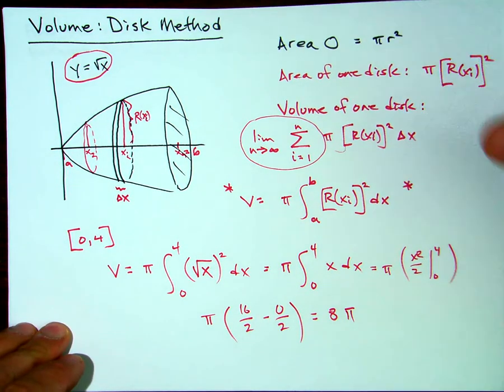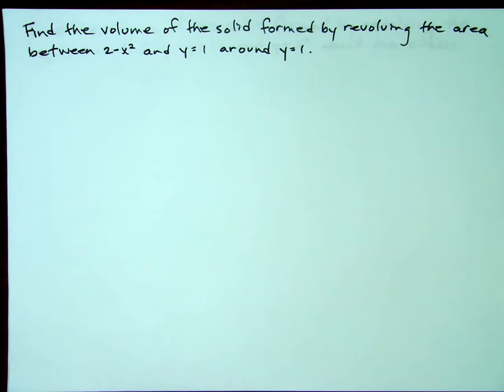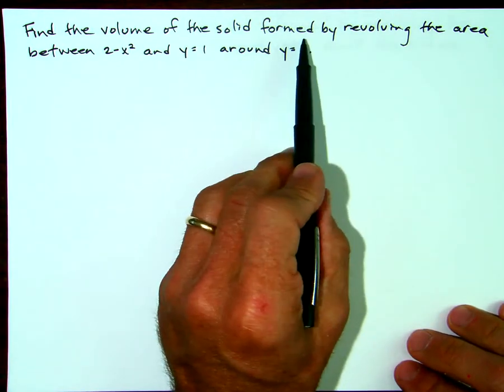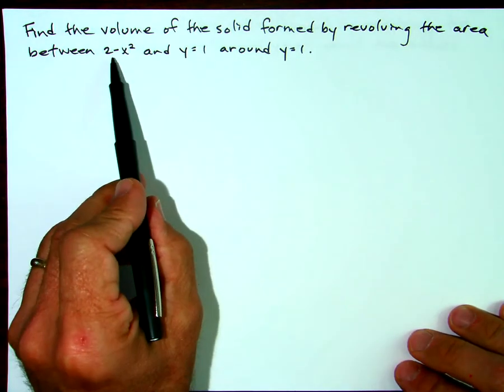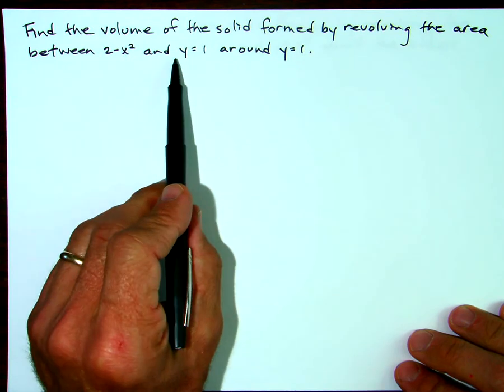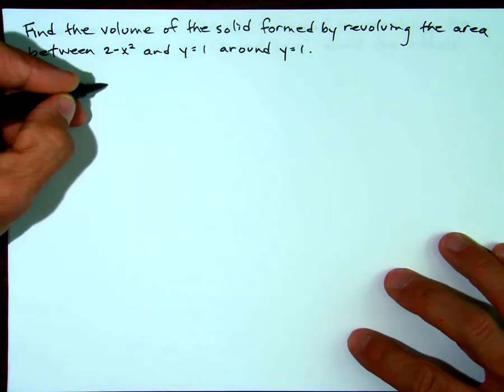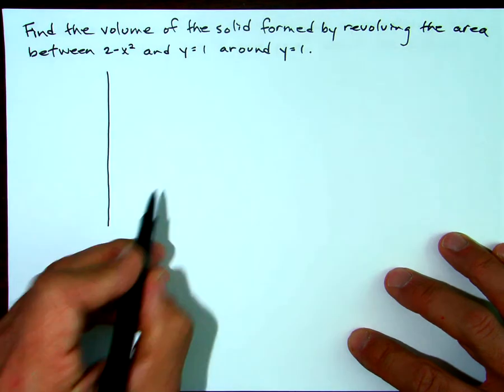So let's look at a few more examples that aren't quite so straightforward, that we have to think about. So here we're going to find the volume of the solid formed by revolving the area between y equals 2 minus x squared and y equals 1 around y equals 1. Now I think it's helpful always to start with a picture. So let's draw a picture of what's going on here.